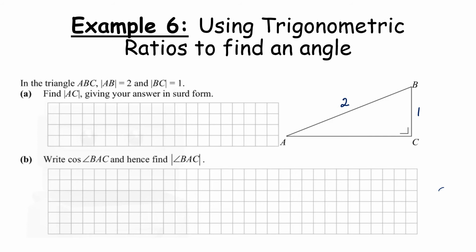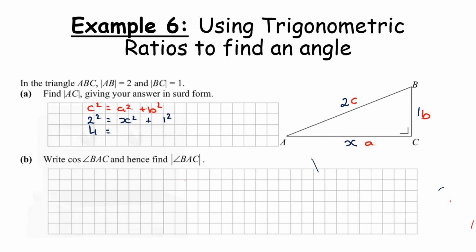So find the length of AC, giving your answer in surd form. So we're looking for this, and because we're looking for it, I'll call it x. So I'm dealing with two sides and I want to find the third. So actually what I'm dealing with now is Pythagoras. So this is C. I'm going to label this A, and I'm going to label this B. So using Pythagoras, C squared is equal to A squared plus B squared. I sub in. We get 2 squared is equal to x squared plus 1 squared.